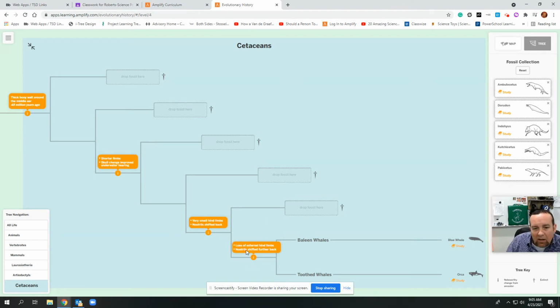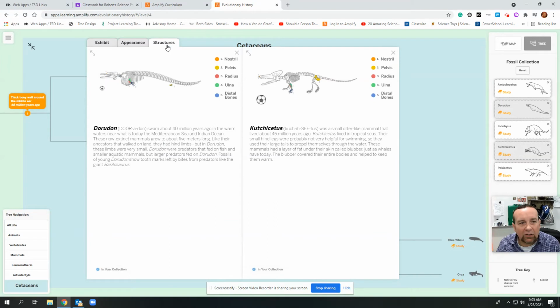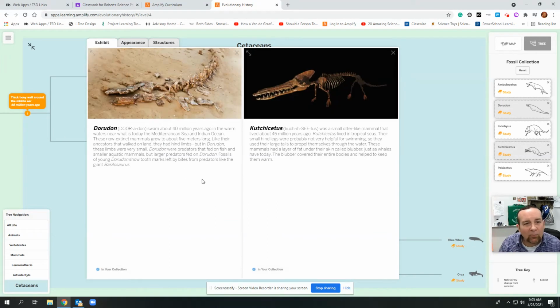So for the baleen whales and the toothed whales, that's a loss of external hind limbs and nostrils shifted farther back. So whatever goes here is going to have at least some hind limbs of some kind. It's also going to have very small limbs and nostrils shifted back. So let's look at both the Durodon and the Cuchicitus and see which one is most closely related.